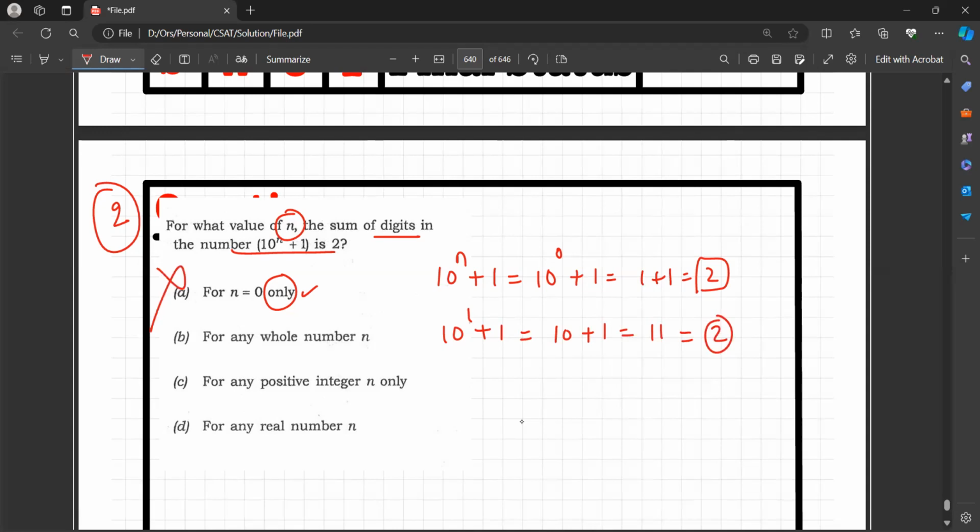So this is wrong. Why? It is also applicable for n equals to 1. For any whole number n, for any positive number n only. How can it be positive number n only? Zero is also working. So this is wrong. Got it?